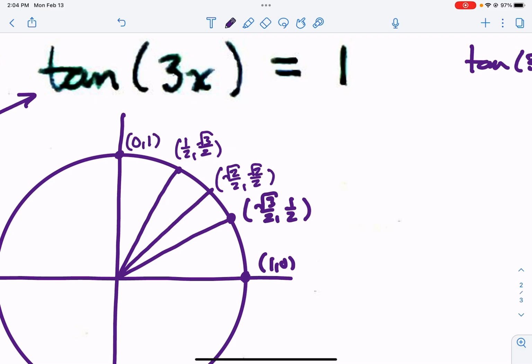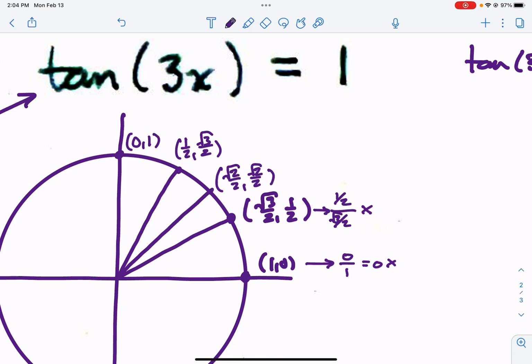And so what is the tangent at each of these angles? Well, this one's pretty easy, right? It's 0 over 1. Well, that's 0. That's not what we want, right? We want tangent to spit out 1. What about this one? This is 1/2 divided by root 3 over 2. Well, that's not equal to 1 either.